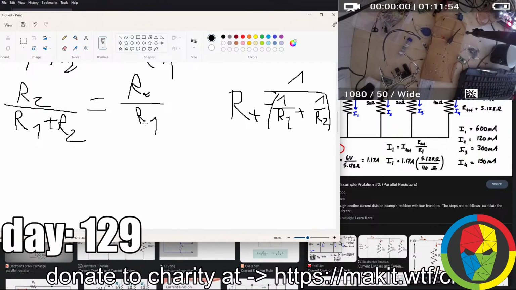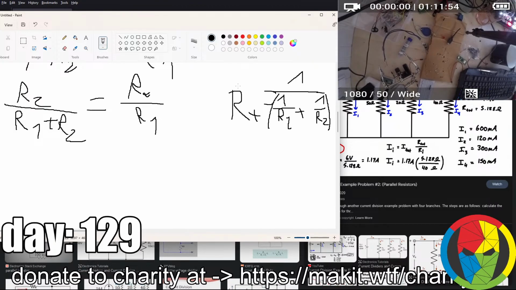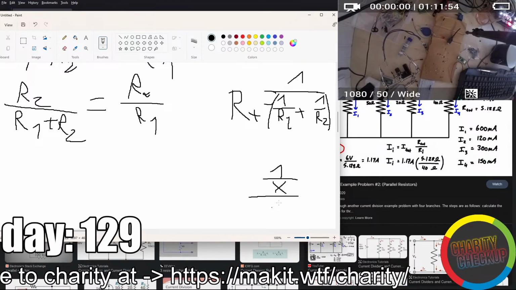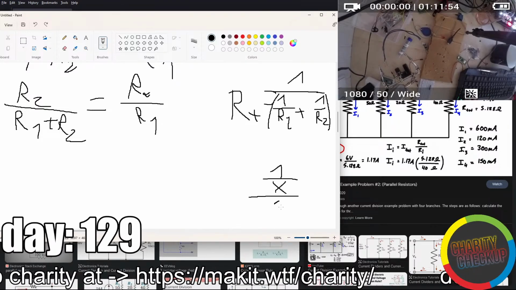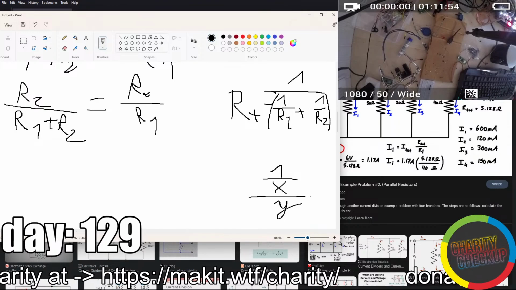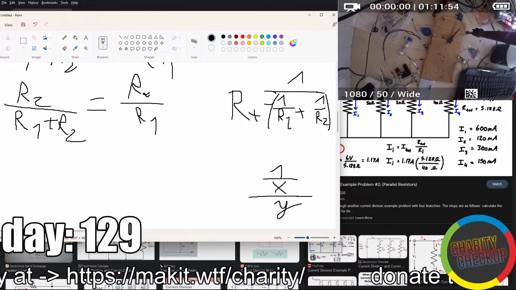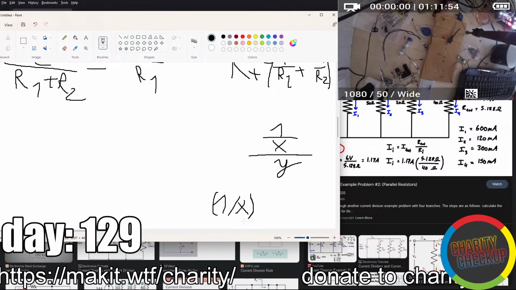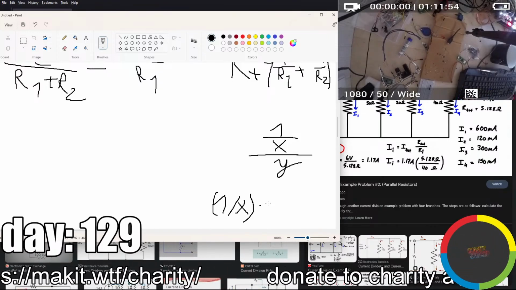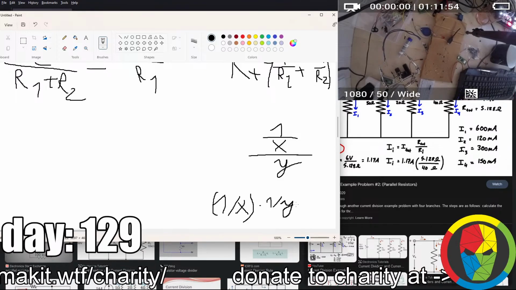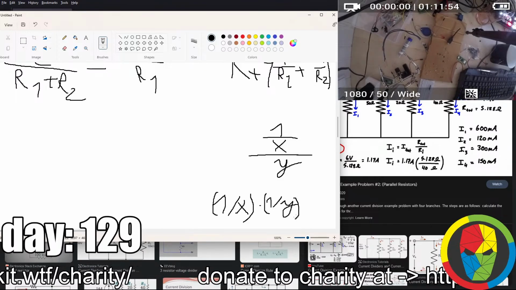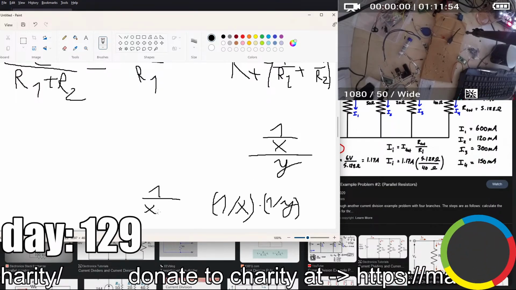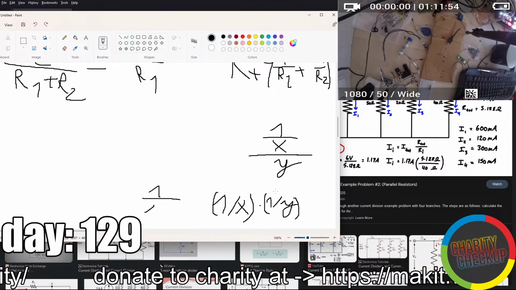So you have 1 divided by x on top, right? 1 divided by x divided by y. Then what is it? Then this 1 divided by x divided by y. So 1 divided by x times 1 divided by y. 1 over xy. 1 divided by xy. That's the equation. Great.